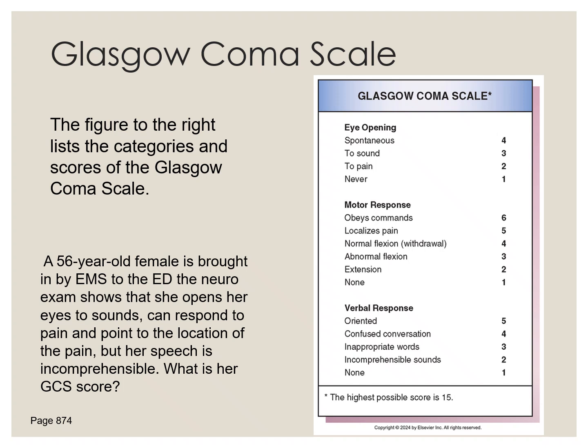The answer is her score here is going to be a 10. So she can open her eyes to sounds. According to our eye-opening chart, that is going to be a 3. She can respond to pain and point to the location of the pain. For our motor response, that is going to be a 5, localizes pain. And her speech is incomprehensible. So that is going to be a 2 on our verbal response.